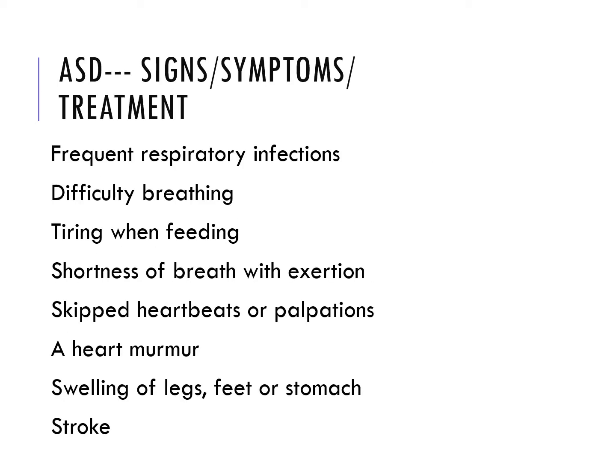Some signs and symptoms could be frequent respiratory infections, difficulty breathing, tiring when feeding, shortness of breath, skipped heartbeats or palpitations. You may also hear a heart murmur. They can have swelling in the legs, feet, or stomach, and they could be at risk for a stroke. It is possible that an ASD might not be diagnosed until adulthood. One of the most common ways to diagnose ASD is by detecting a heart murmur. Usually surgery to repair, with a good prognosis.